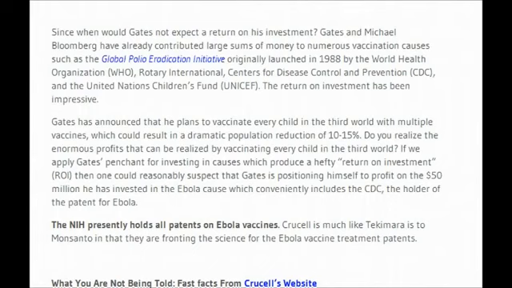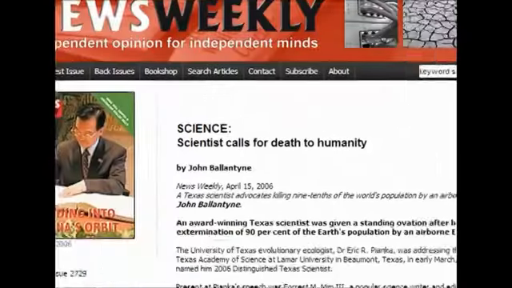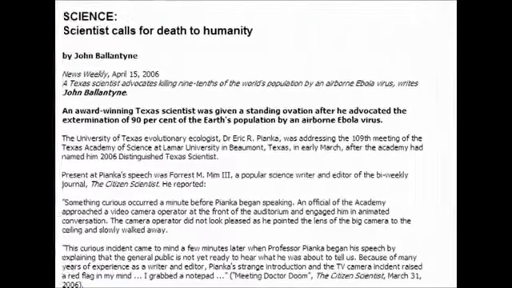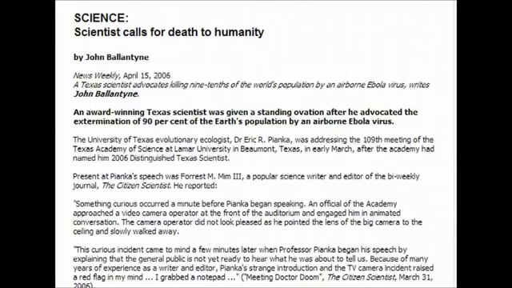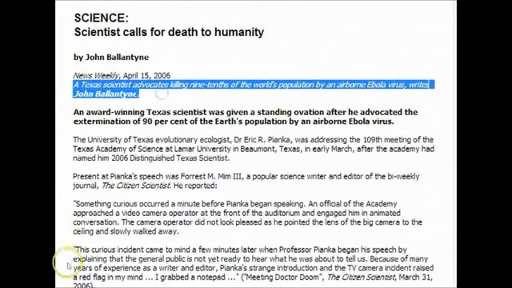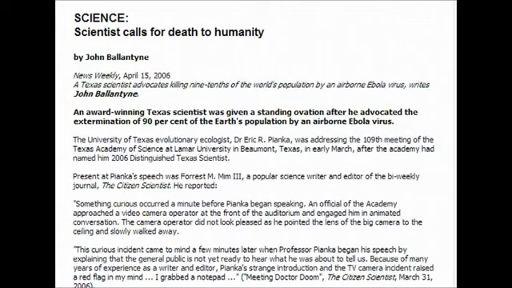Second, it's about depopulation. Let me prove it to you. I came across this right here. Now, this is on newsweekly.com, but back in 2006, scientist calls for the death of humanity. And he gets a standing ovation for making a statement. A Texan scientist advocates killing 9/10 of the world population by an airborne Ebola virus. Why would a scientist stand up and specifically say Ebola, okay?